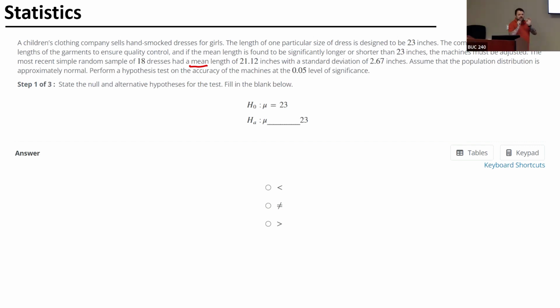Notice they never said these explicit words, population standard deviation. So you can go, okay, I'm going to have to be using a t distribution for this one. So we know that's what we're going to use. And on this one, look, they give you the mean. Mean is always equal to 23. Then you have to decide, is it gonna be less than, not equal to, or greater than?